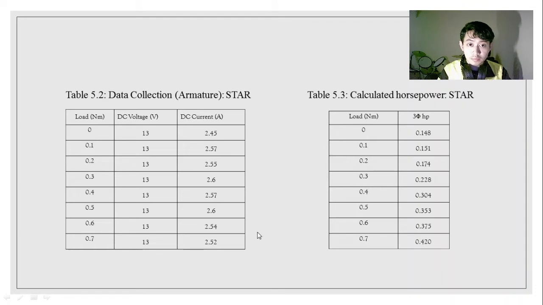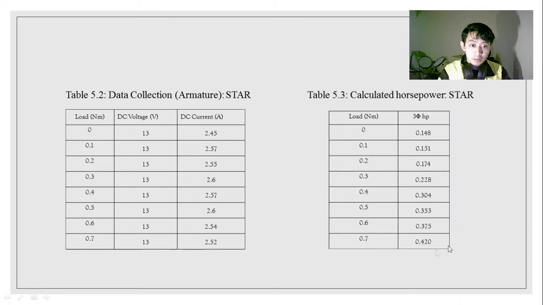Right, but what we can observe here is that only a little change happens at the DC current. Beside it is table 5.3, which is the calculated horsepower. So the 3 phase horsepower, we can calculate it by using the formula of power divided by 746 watt, because we know that 1 horsepower is equal to 746 watt. So here in the table, we can see that when the load increases, the 3 phase horsepower will also increase.